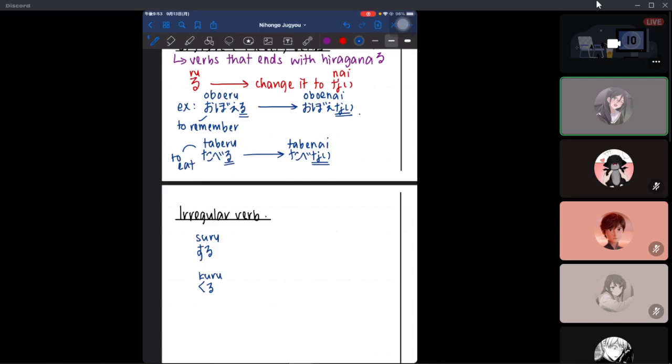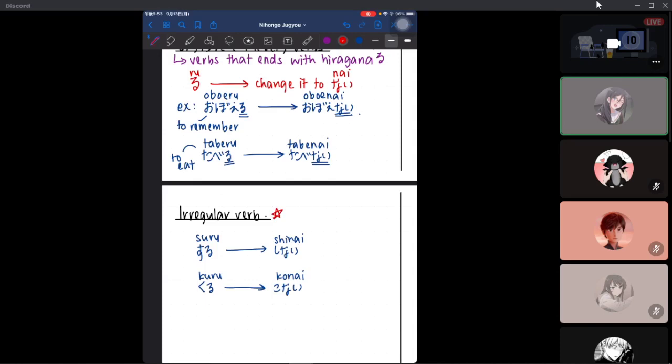So this one, they don't really have a format like the previous ones that we learned. So this one is basically you have to memorize it. Suru will become shinai. And kuru will become konai. So this one you have no choice but to remember, actually. Suru, it will become shinai.